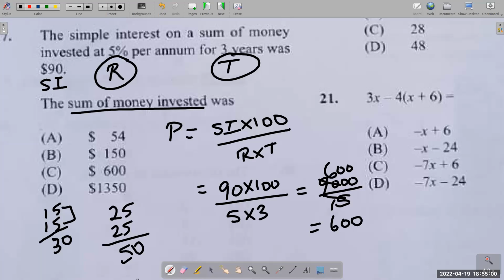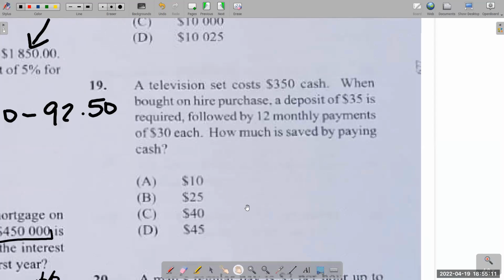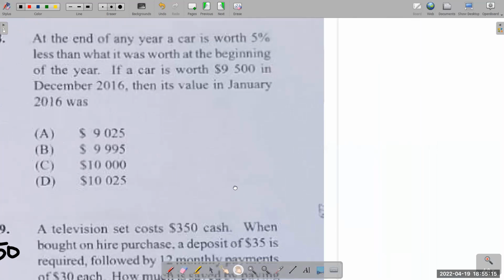Work smart. Okay? All right. So our answer is C. All right, let's keep it moving. And please do not let consumer questions take up all your time. Work smart. Because that's the point of consumer questions. It's a lot of working.